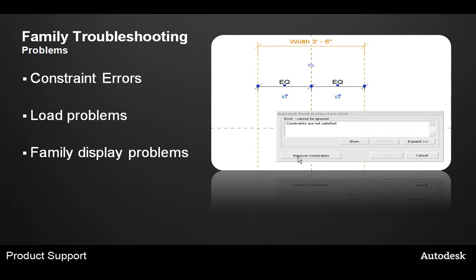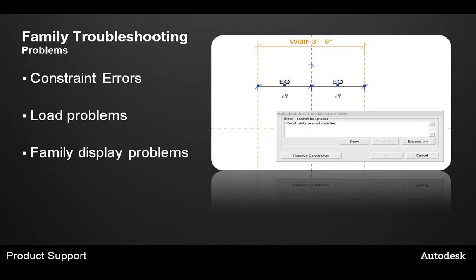First, let's look at some of the problems that typically occur within the family editor while creating content. Constraint errors are a common error that can occur within the family editor environment. These errors occur when placing constraints that sometimes duplicate or replicate another constraint within the family. You will receive a constraints are not satisfied error while creating new content within the family editor.